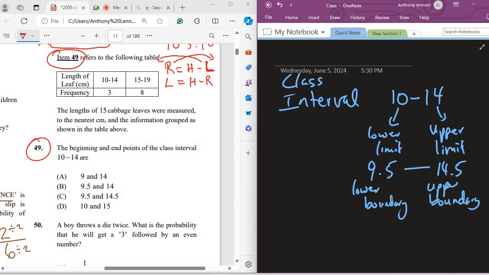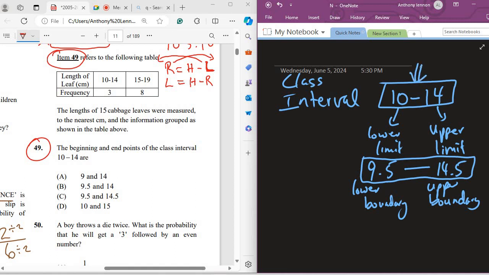So while we have the class limit going from 10 to 14 centimeters, we want to account for those measurements that are a little less and a little more. So we go from 9.5 to 14.5. That's going to be the range that we're going to use. Typically, we will use 9.5, which will be rounded off to 10. But we'll say anything less than 14.5 will go into this class interval, 10 to 14.